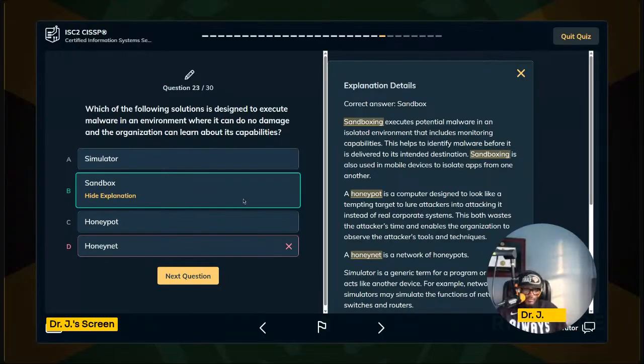Yeah, sandbox. Yes, yeah. You have it in a controlled environment where it doesn't affect your network, your systems. But again, you're able to learn about it, learn about its techniques and everything like that, its capabilities. And you do that within a sandbox.